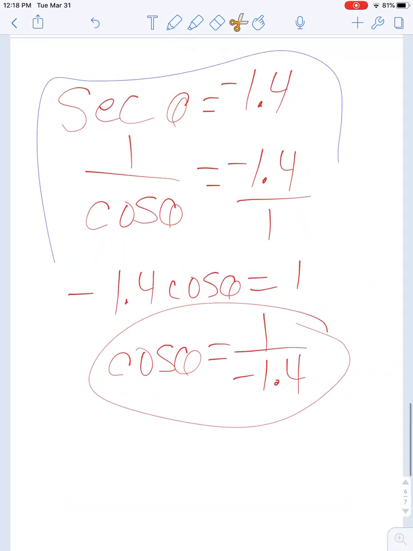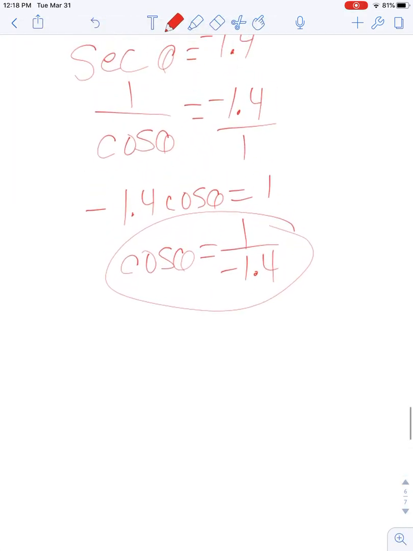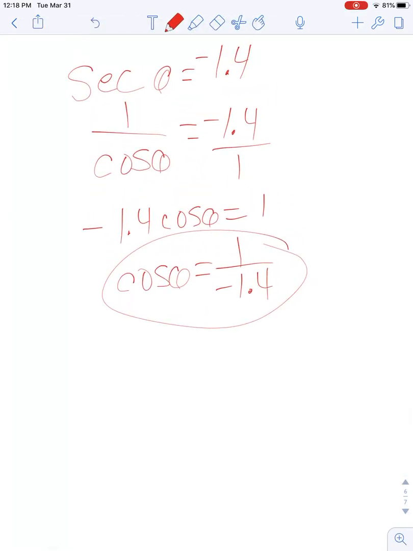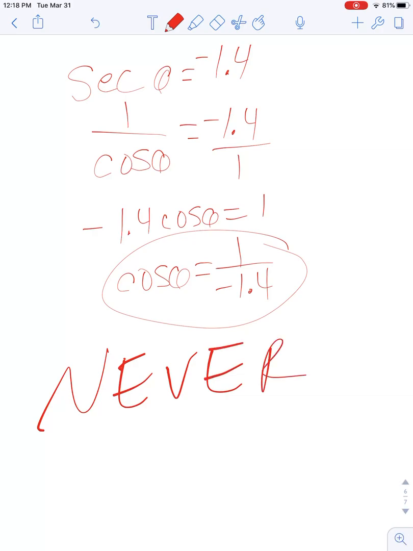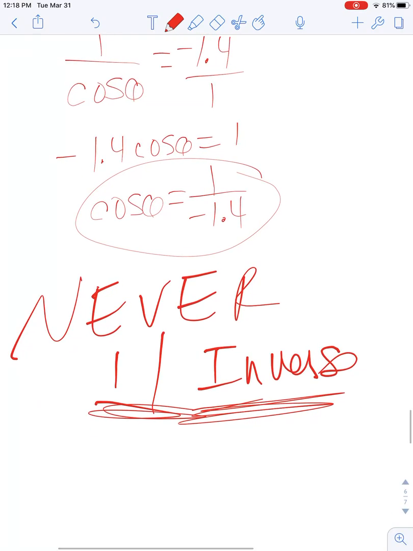The quick way to do this is, when you know you're finding an angle, you're always going to do inverse. I'm going to tell you right now, never do you type in 1 divided by any inverse. If you find yourself typing 1 divided by inverse of something, you're wrong. You will always put the inverse in first.